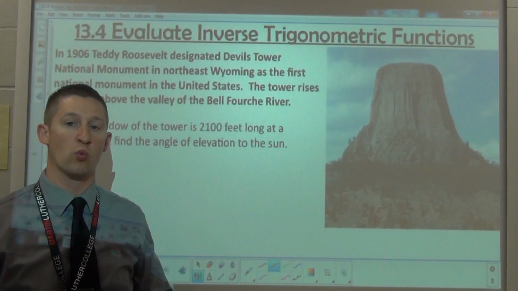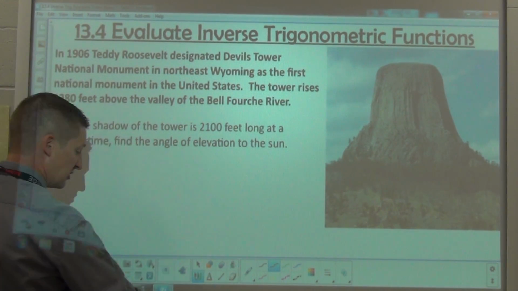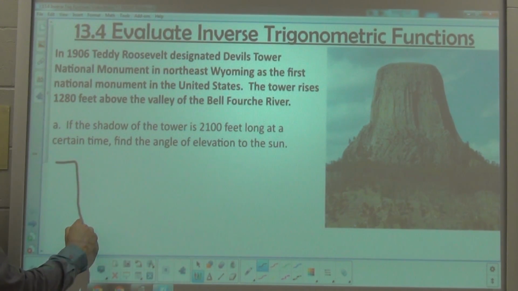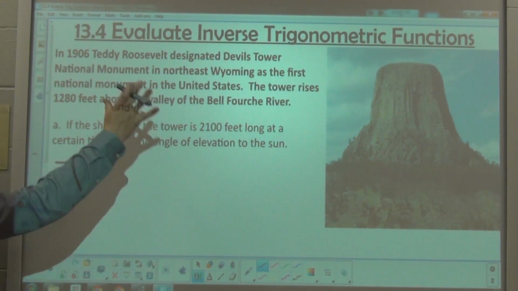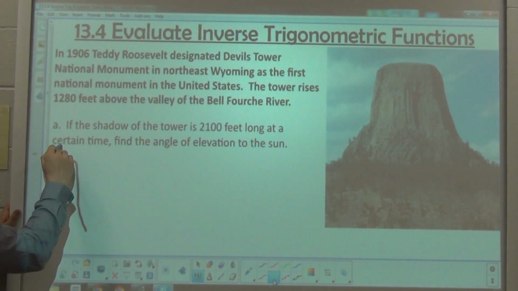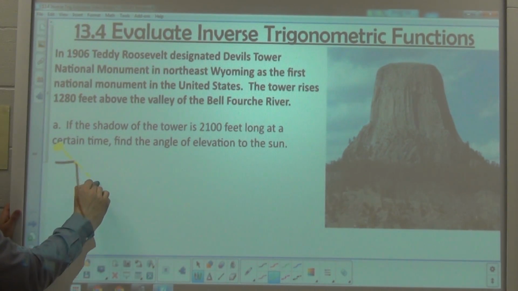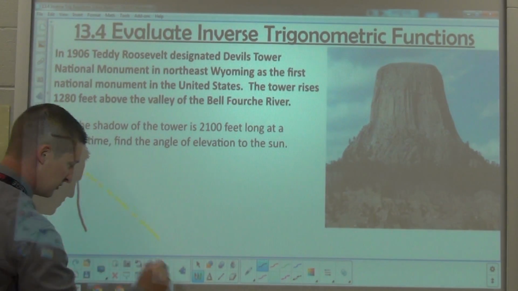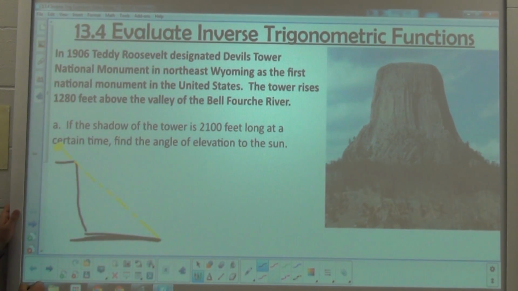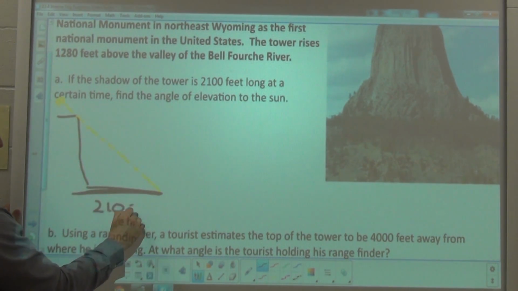Well, anytime I have a word problem that involves trig, or word problems in general, it's a good thing to draw a picture. So here's Devil's Tower, which is this big structure, goes straight up. And then I've got the sun here, somewhere up above. And the sun is shining down and it's casting a shadow. So here's my shadow at the bottom of the valley. Now, I'm told a couple of things. I'm told that the shadow is 2,100 feet long.